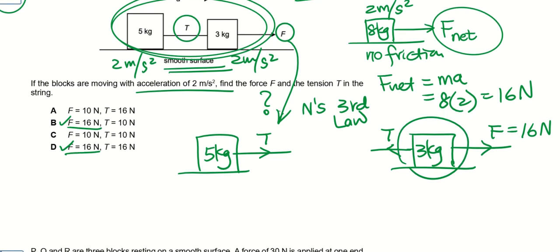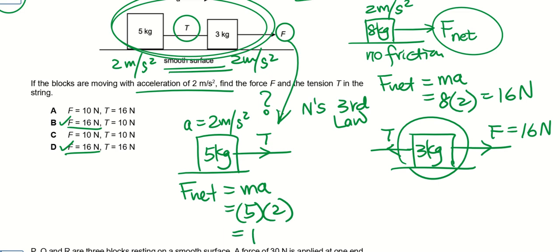Okay, so we also know that the acceleration of the 5 kg is 2 meters per second squared. And whenever there is acceleration, there will be Fnet. So Fnet equals ma. My mass is 5, my acceleration is 2, therefore my Fnet will be 10 Newton, which means my T will be 10 Newton. That means my answer is B.